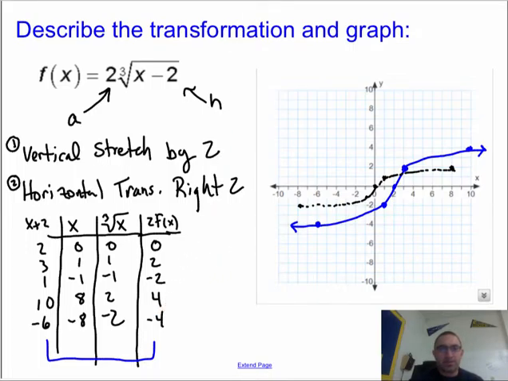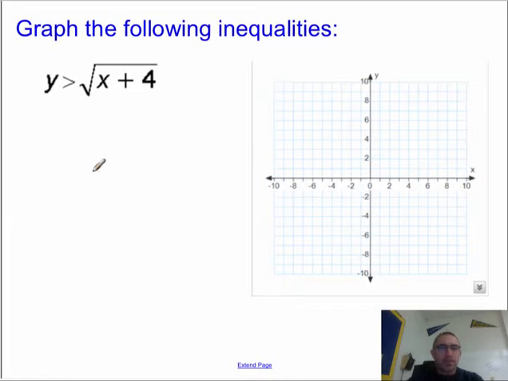Very good. So we're continuing on. Thank you. Good work. Okay, now some inequalities.